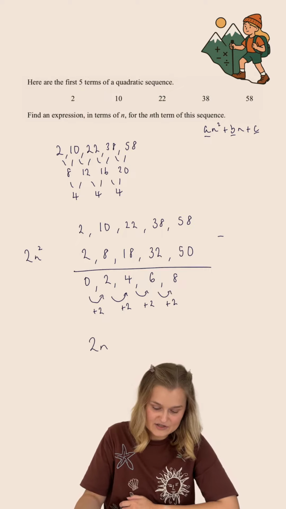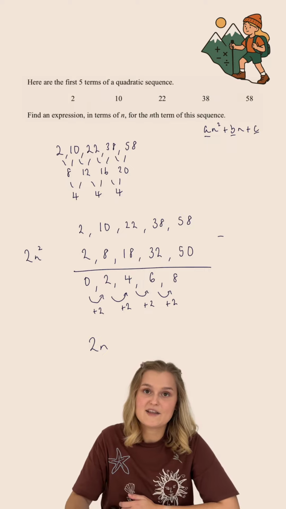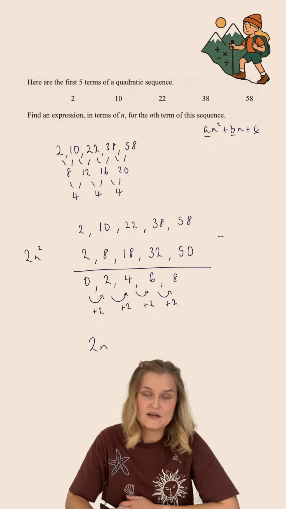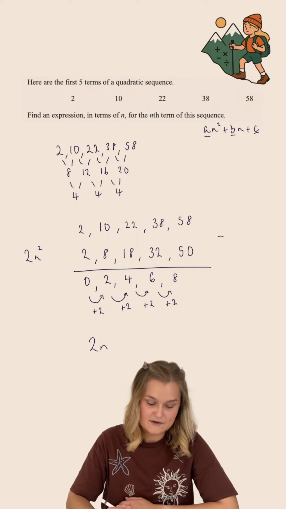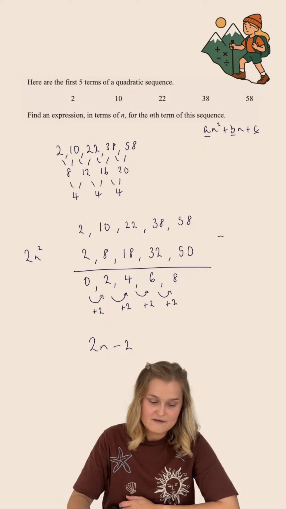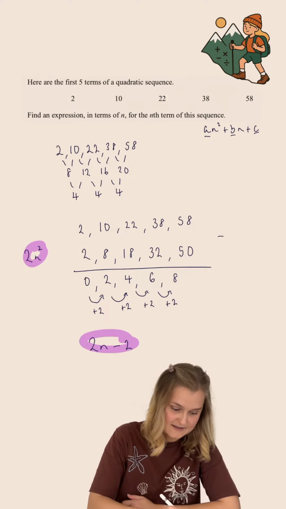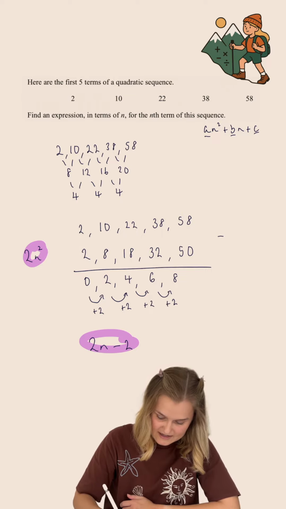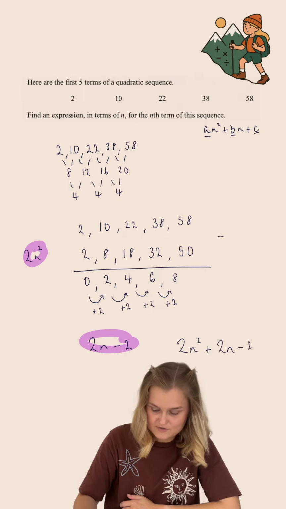The final thing I need to do is consider, how do I get from the sequence 2n to the sequence that I have? Well, 2 times 1 is 2, so the first term of 2n is 2, but the first term of my sequence is 0. So to get from the sequence 2n to my sequence, I have to subtract 2. Final thing I need to do is put this together. So my final answer is 2n squared plus 2n subtract 2.